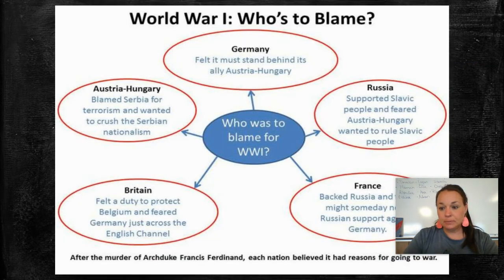So, the last slide of this lesson is who's to blame. Like I said, they all are. Each nation believed that it was justified in declaring war or going to war or mobilizing their army. But in the end, the assassination of Austria's heir in Sarajevo should not have led to this. So that is where we will end for today.